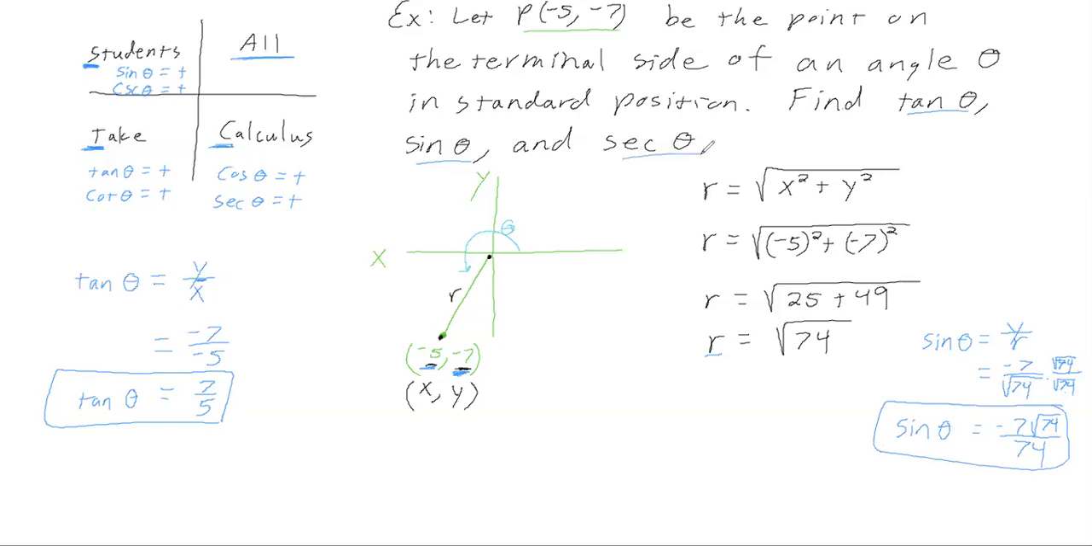All right, finally, I need to find my secant of theta. What's the secant the reciprocal of? It's the reciprocal of the cosine, right? What was our cosine? Our cosine on the last page was what? X over r. The reciprocal of x over r is r over x. So what is r again? Square root of 74 over x, which was what again? -5, or I could say that's negative square root of 74 over 5, and that's my secant of theta.